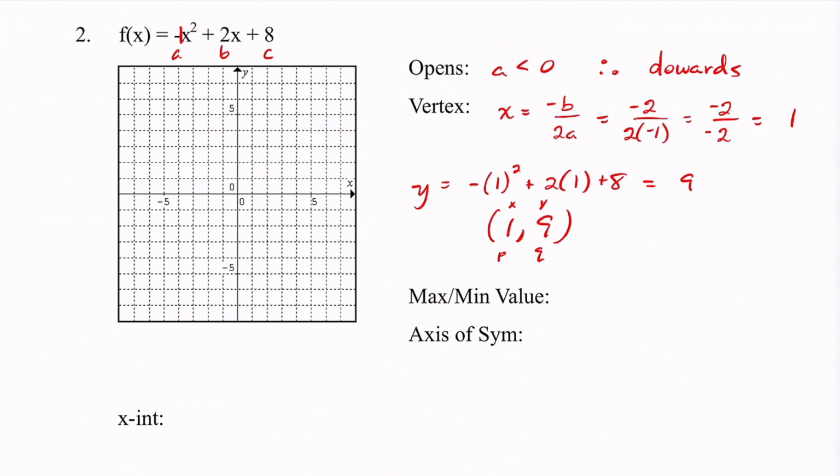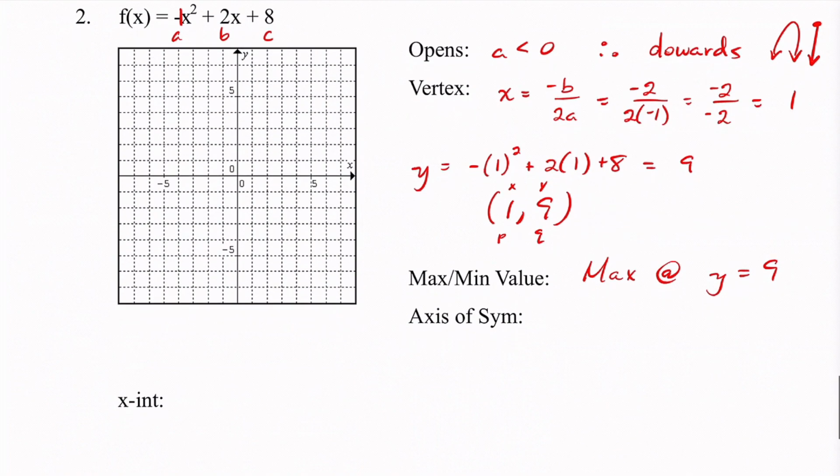Max or min value, we had said it's going to point down, so it's going to have a max point, and then everything's going to be below that. So we have a max, and that occurs at y equals 9. Get that from right there. Axis of symmetry is x equals the x point of the vertex, so that's x equals 1.